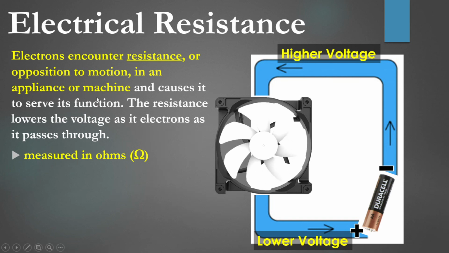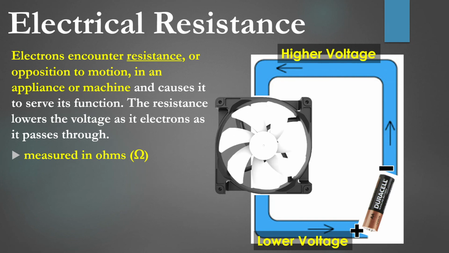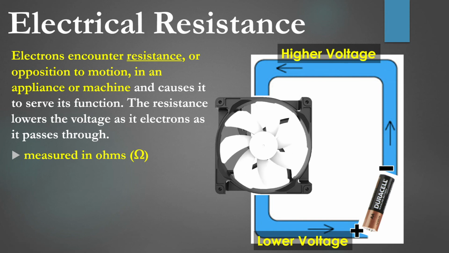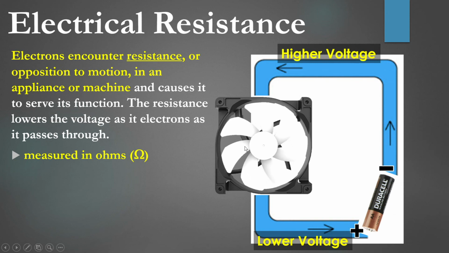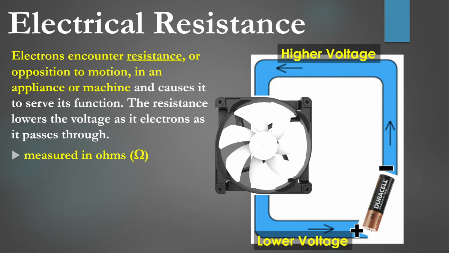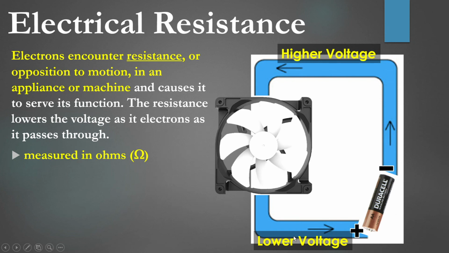It's opposing the motion. And that could be anything. It could be an appliance. It could be a machine. In the case of this fan here, like a computer fan, the way any fan works, electricity flows through it. That allows the fan to operate, to spin. But the cost of having some electrons go into the fan and do something is a drop in voltage, a drop in pressure.